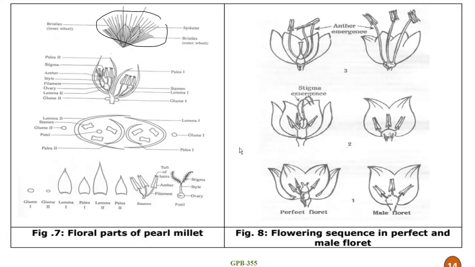Here we can see the bristles. This hair-like structure is the bristles. This is the outer one and an inner one, and there are two spikelets. So this whole structure is called a fascicle, and there are a number of fascicles present over the rachis, and this makes up the total spike or earhead of the bajra.